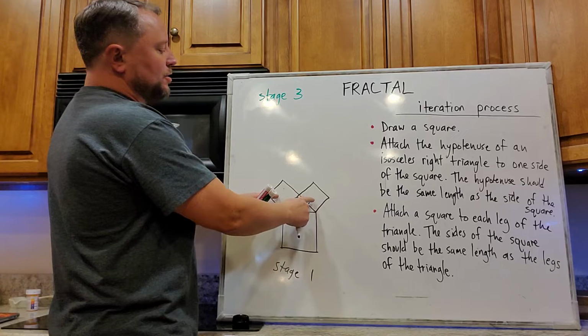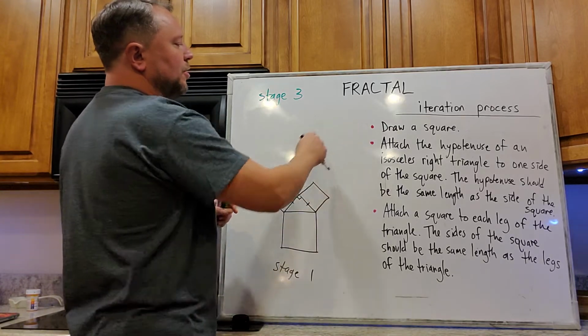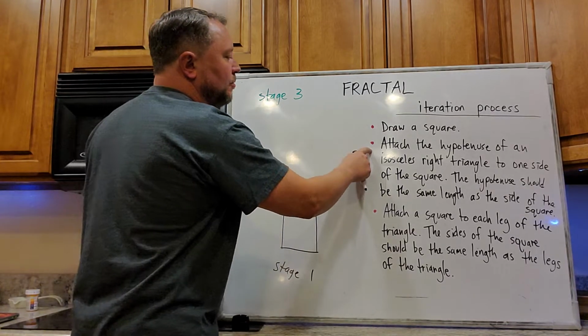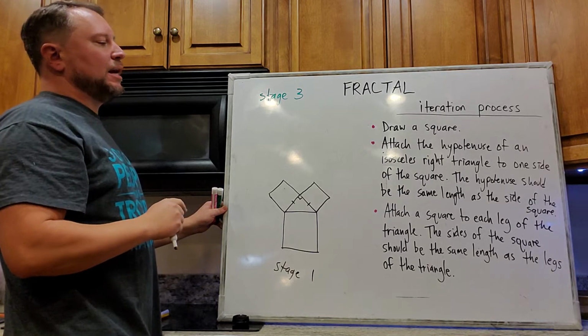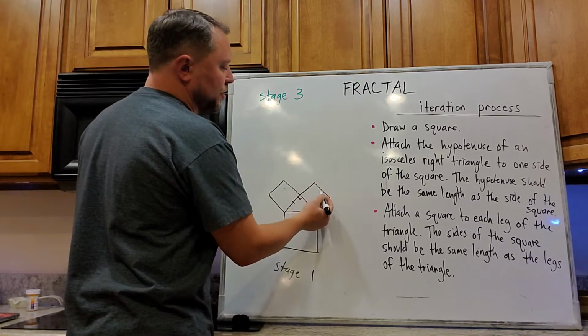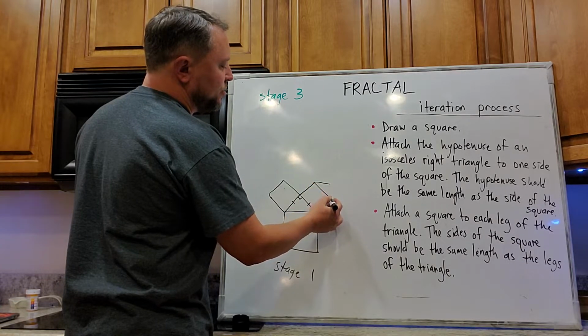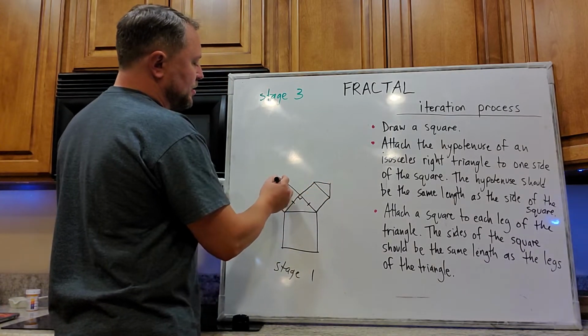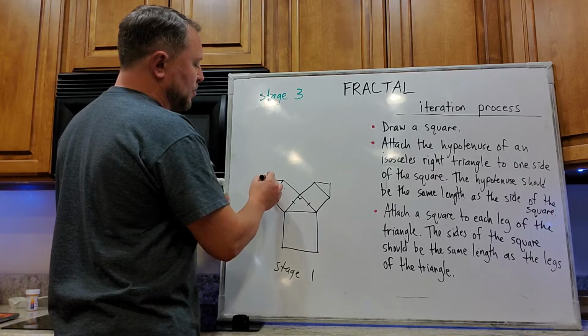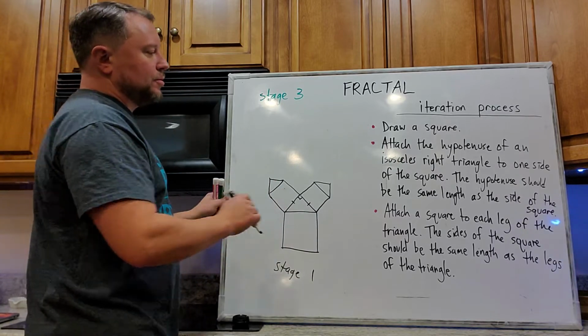You see, I've already got my squares drawn from where it said draw a square. So now again, I'm going to attach my right isosceles triangles, where this is going to become my hypotenuse. So I attach a triangle there. I attach a triangle to this one as well. So I did that part.